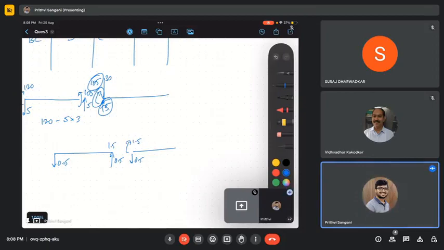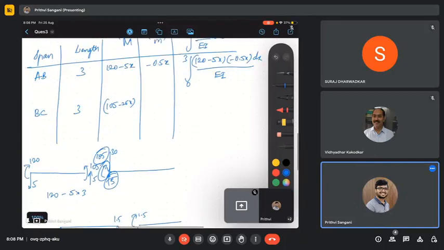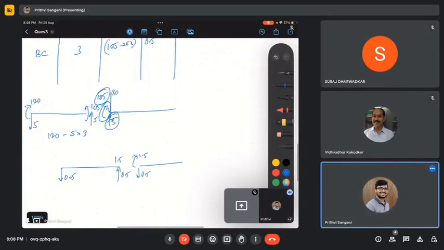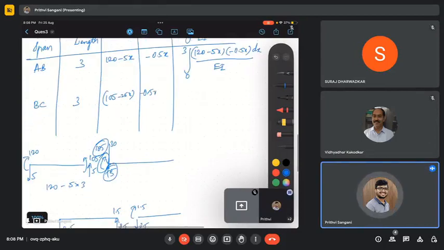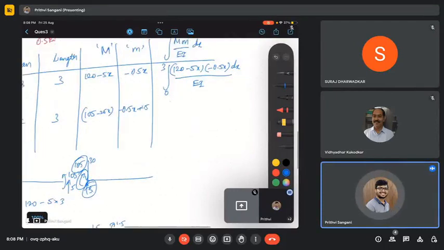Okay. So how do you write that? So that is something like this. 0.5, that is minus 0.5x plus 1.5. Now how do you write this? 0 to 3, 105 minus 25x times minus 0.5x plus 1.5 divided by EI. So EI is again constant.